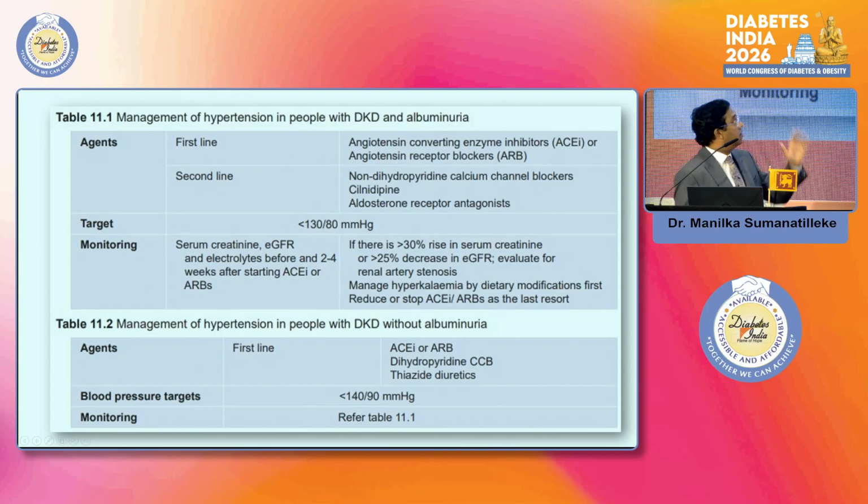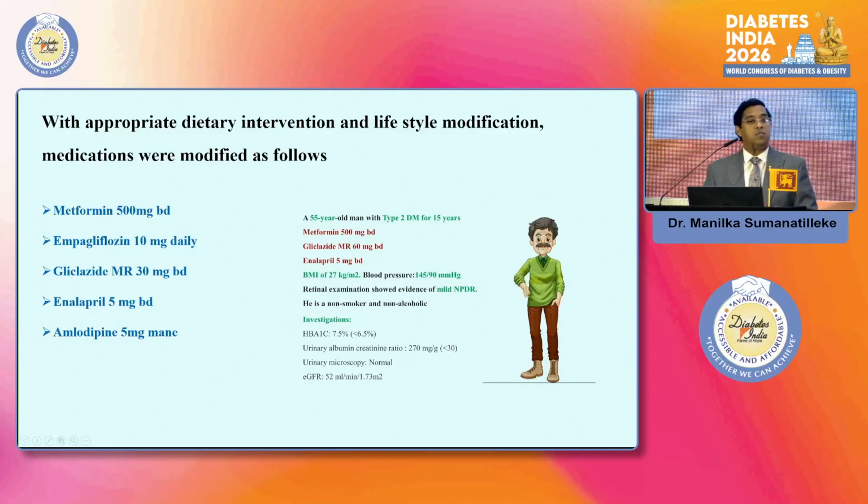And again, depending on the EGFR, you might have to change these medications and the targets. With proteinuria and diabetic kidney disease, 130/80 would be a good target for you. And without proteinuria, even 140/90, less than 140/90, would be okay for your diabetic patient.